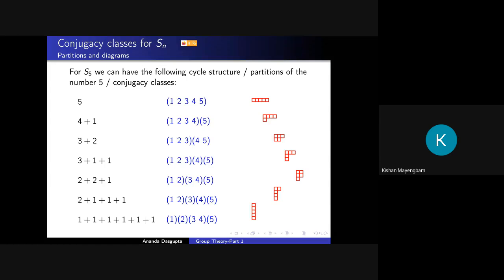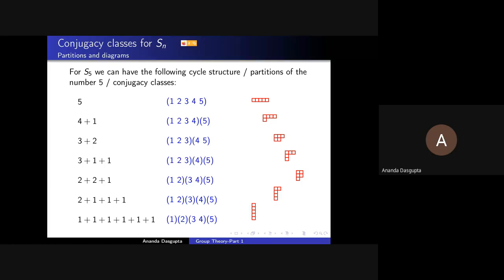So of which the last one is wrong. Please don't get confused by the last one. There's a typo here. For this S5, we will have these 7 conjugacy classes. S5 has 120 elements, right? Because 5 factorial, and they will break up into 7 conjugacy classes.